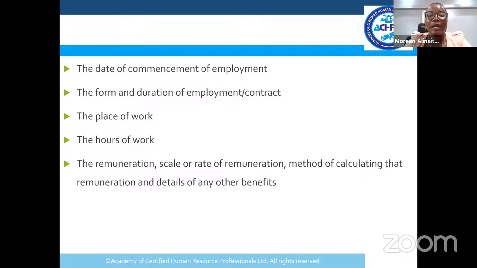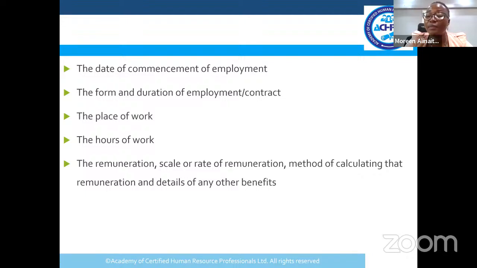Thank you. It should include whether it is a permanent employment, or whether it's a term contract, maybe 2 years or 3 years. It should include that, so that when it is over, it is over. If you do not include that, somebody will say, oh, me, I was employed permanently. You did not specify. It should also include the place of work, the hours of work, the remuneration.